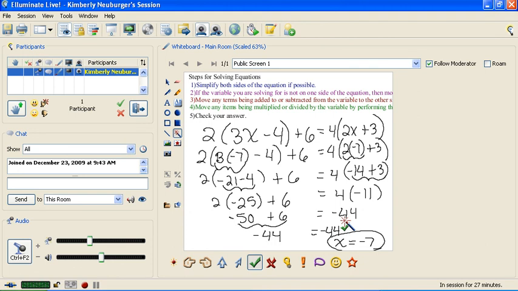So those 5 steps will guide you through all of your basic equations. Your next video is going to show you how to deal with equations that have fractions in them or decimals. So join us once you've practiced some of these for the next video so we can show you how to deal with your fractions and make them much easier.